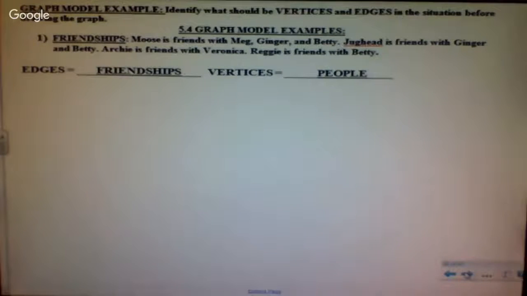Okay, so we need to draw a picture where the edges are the friendships that they have and your vertices represent your people. So, how many vertices do I need to create this picture? 5. No, that's 4. How many people? Your vertices have to represent your people. 8. There are 8. You're going to need one for Moose, Meg, Ginger, Betty. You then need Jughead, Archie, Veronica, and Reggie. So you need a total of 8 vertices.